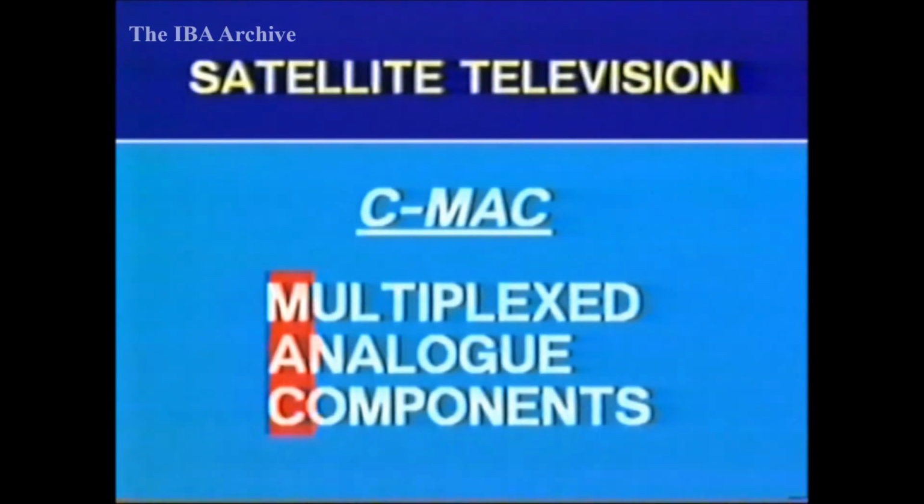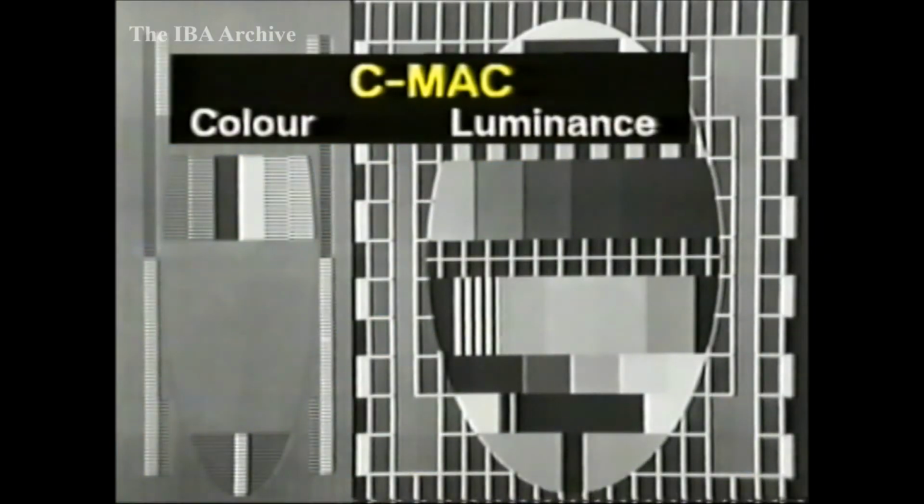We've already shown how CMAC pictures are completely free from cross-colour, doing away with the spurious colour patterning often seen with PAL. The vision signal, consisting of lines of time-compressed colour difference and luminance, is transmitted using frequency modulation. The sound, on the other hand, is broadcast in a completely different way.